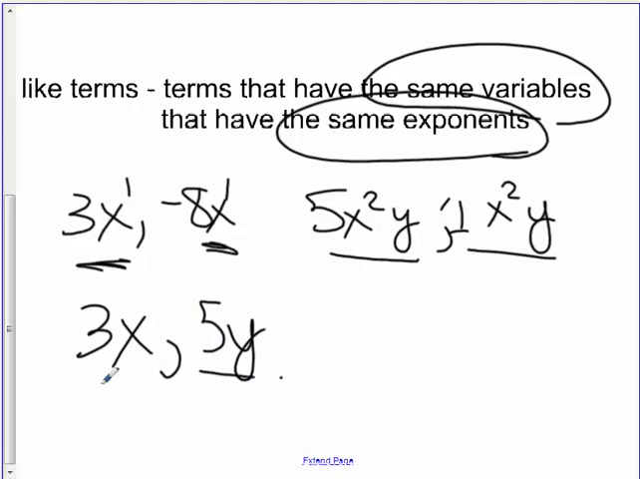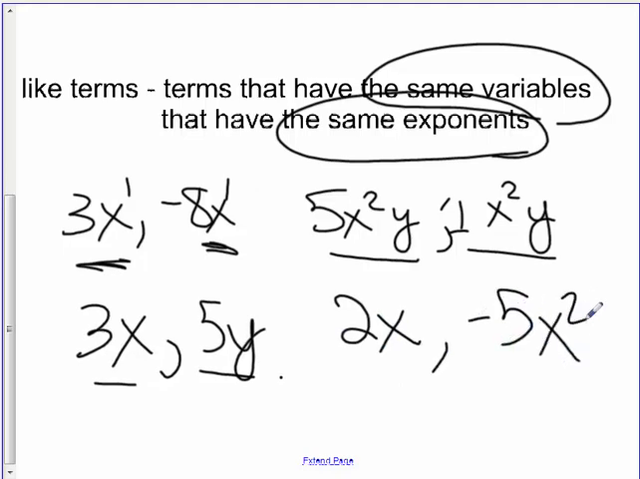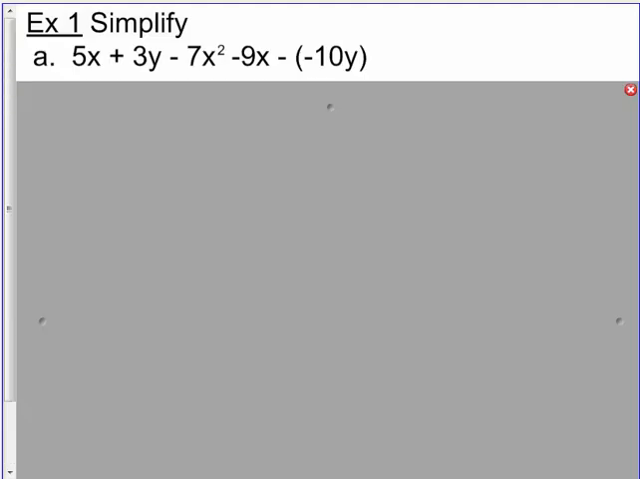Some examples of things that are not alike. Unlike terms. 3x, 5y. This has an x, that has a y. And then the other one, the confusing one, is when we have an x and an x squared. Those are not like terms. They have the same variable, but they do not have the same exponents here. So a couple examples here.